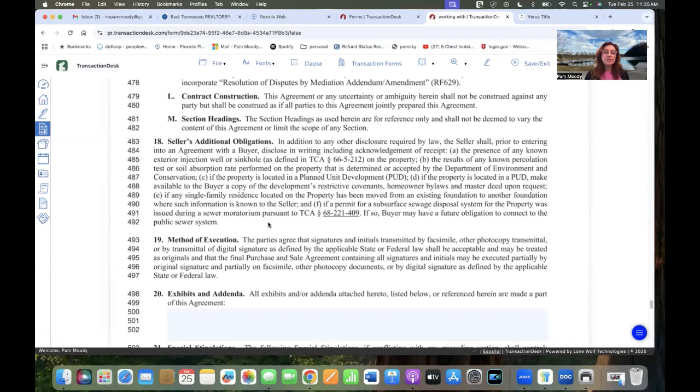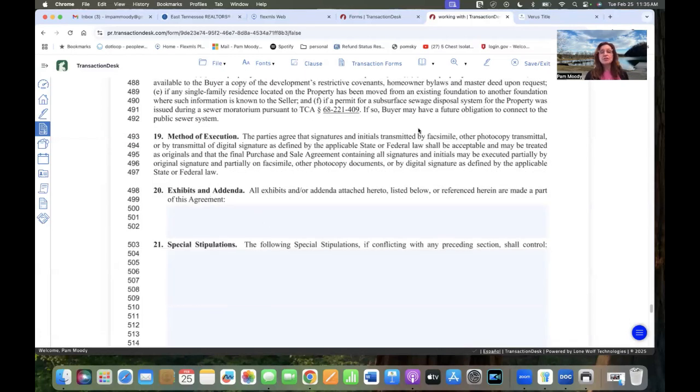Then the method of execution, agree to signatures and initials transmitted by fax, photocopy. We usually do a transaction desk sign, or there's different electronic signatures. By digital signature, exhibits. So if we have any special exhibits to attach to this, special stipulations, this would be where a lot of times I would add the closing costs. I would put the closing costs in here to be paid.